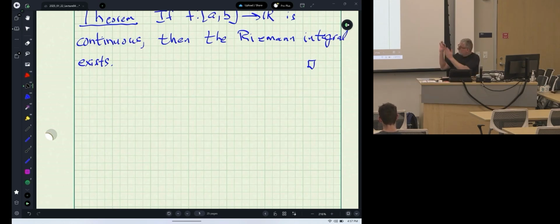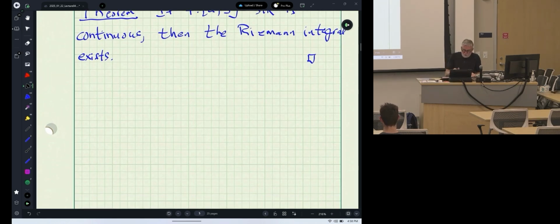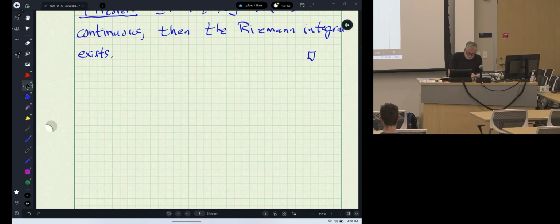Okay, and it exists in a much broader context, and some of those are really important for engineering, and we'll get to those in chapter 4. But for now, this is enough, okay, for continuous functions.